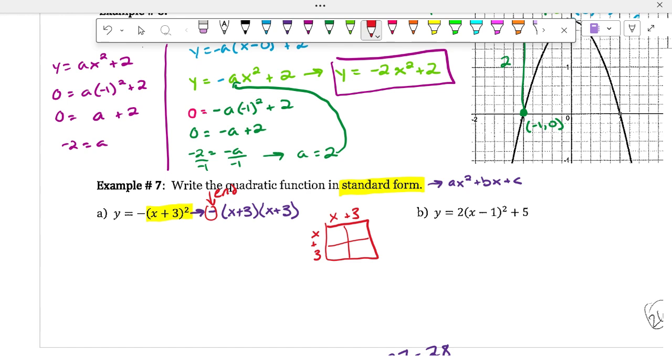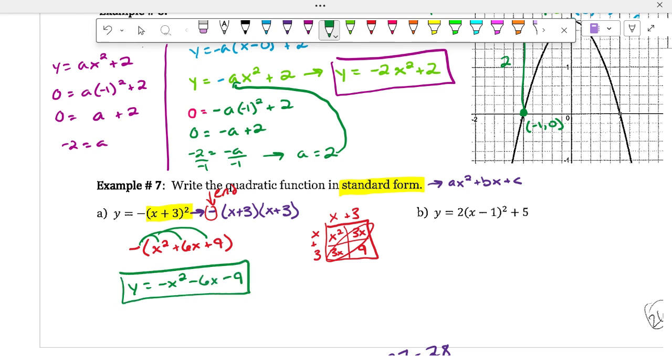All right? So this will be x squared, 3x, 3x, 9. Add my like terms. I have negative times x squared plus 6x plus 9. And then the last thing I do is distribute the negative to everything. So y would equal negative x squared minus 6x minus 9. And that's our standard form.